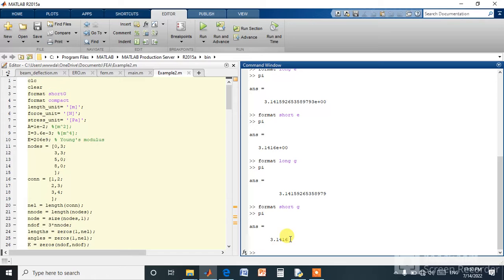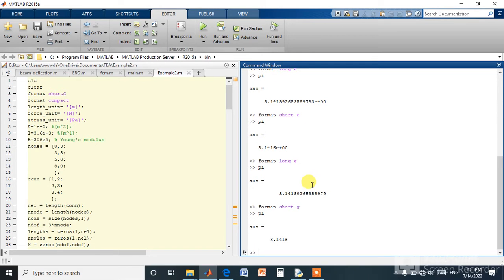This short G gives us the best approximation to 5 significant figures. Similarly, the short also gave us the scaled approximation to 5 significant digits. So I think they are both the same thing.